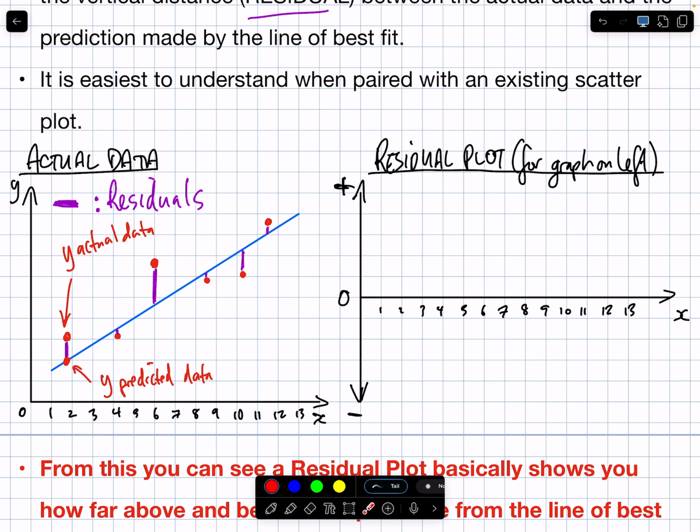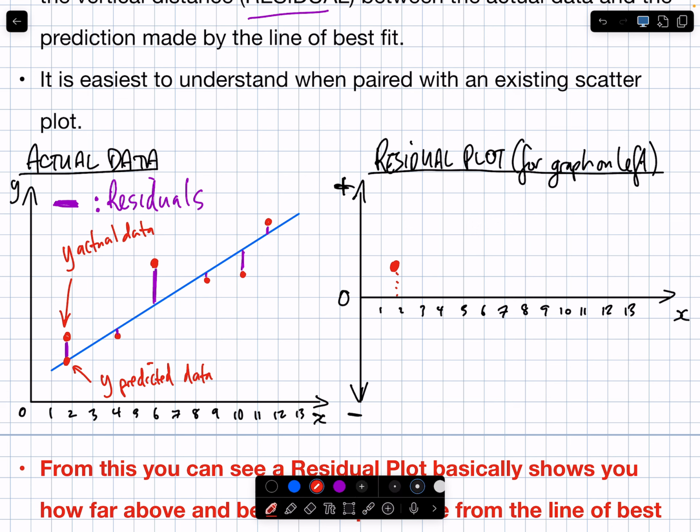Where horizontally is the first bit of data? It's just under 2. And so the dot for that residual, is that residual positive? Is the actual bit of data higher than what the line predicts? So if I did a higher bit of data, y actual, minus a lower bit of data, I'm going to get a positive residual. So the residual would sit just below 2 and it would be above 0. We don't know the units of this scale yet, so I'm just eyeing it. You would have a dot just below 2 and it would be positive.